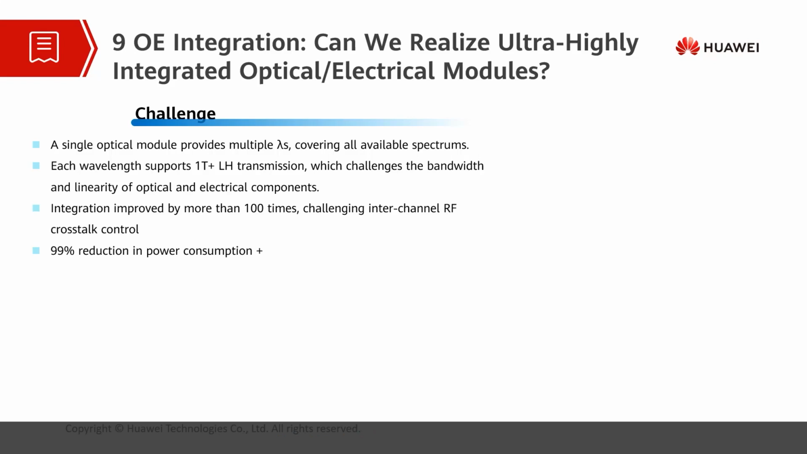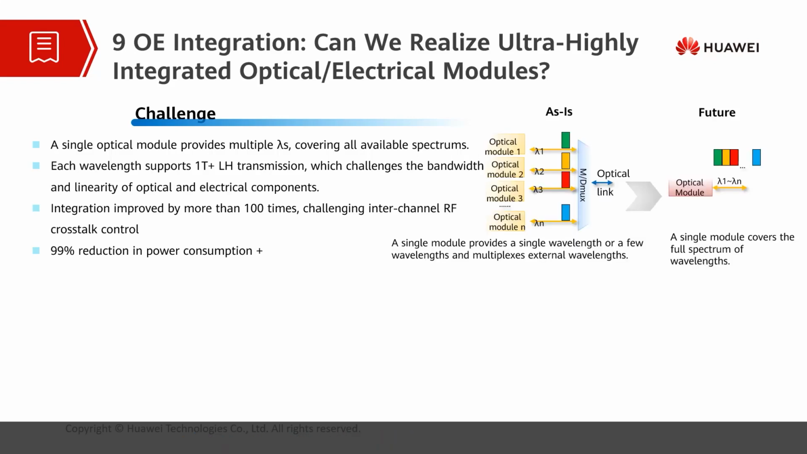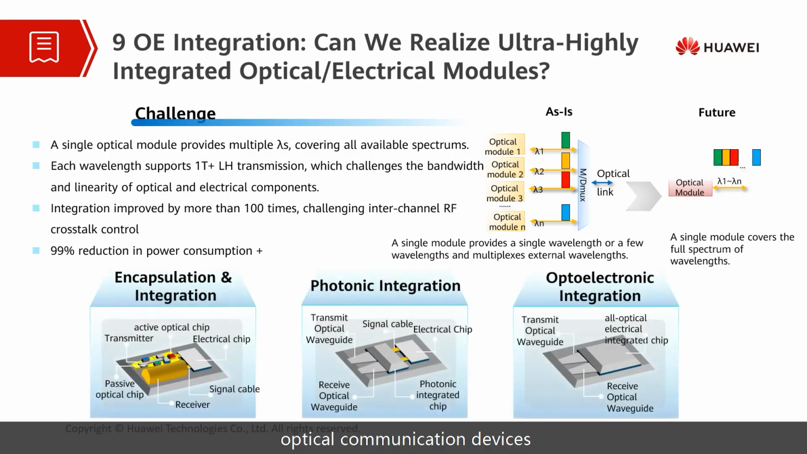Last but not least, a low-carbon society has increasingly high requirements on operators' energy consumption. The power consumption also needs to be considered and reduced. In the next decade, optical communication devices will continue to evolve along the chain of miniaturization, high integration, and low power consumption. At present, the industry mainly focuses on packaging integration technology, photonic integration, and optoelectronic integration.